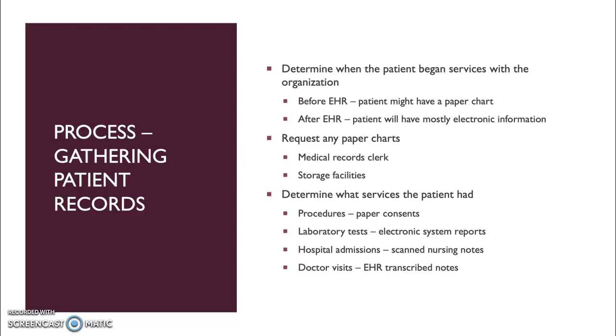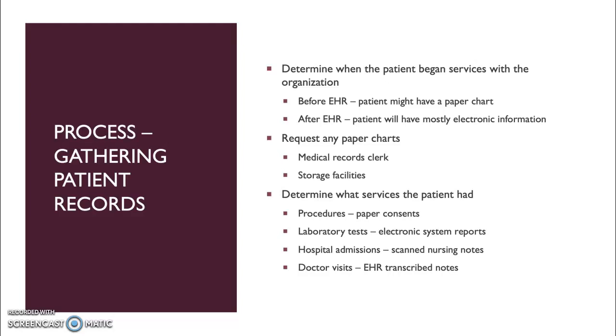After this has been determined, we'll need to start or request any patient charts relating to this patient. These could be stored in the facility somewhere in the hospital or with a file clerk or off-site at a storage facility. Once the location of the chart is determined, charts should be requested to the HIM department.